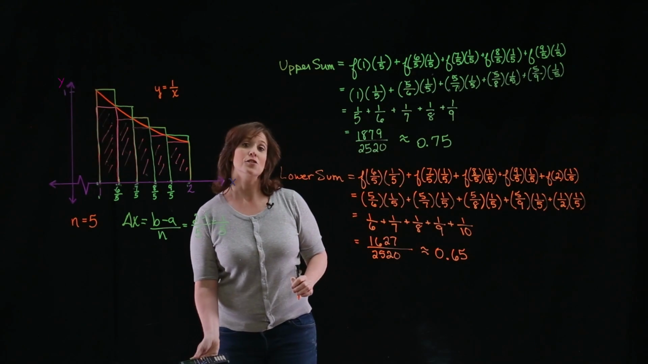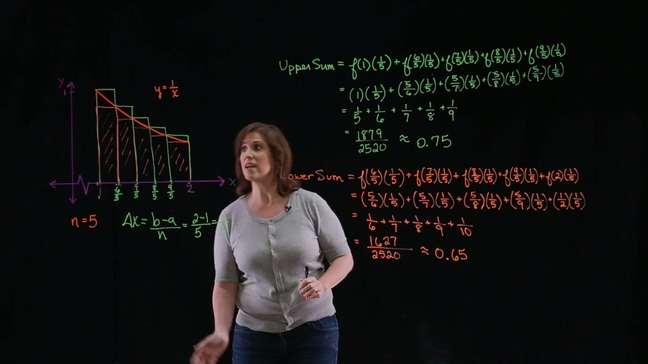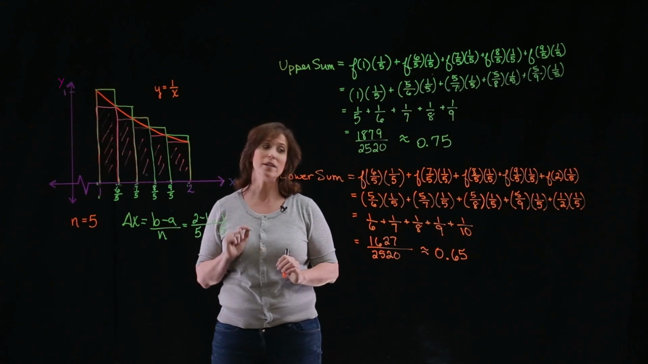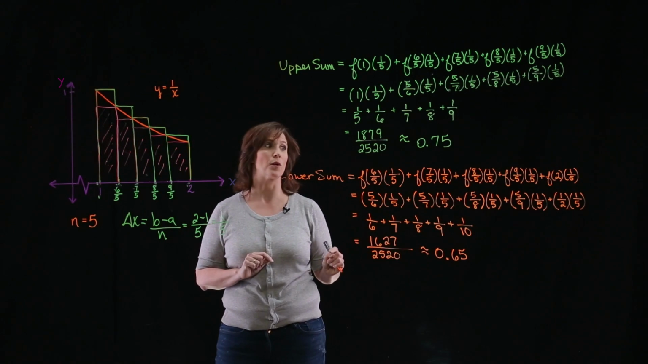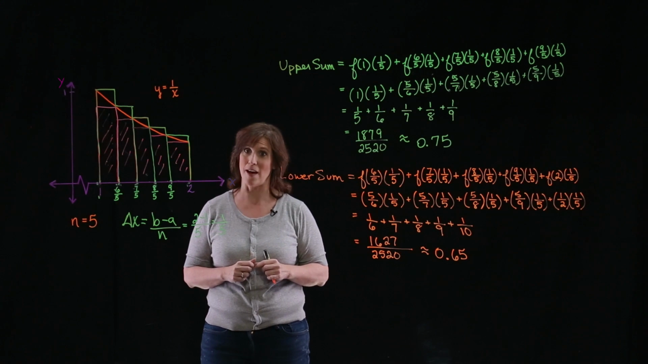0.65. So what that's telling me is the area under my curve is going to be bigger than 0.65 square units, but smaller than 0.75 square units.